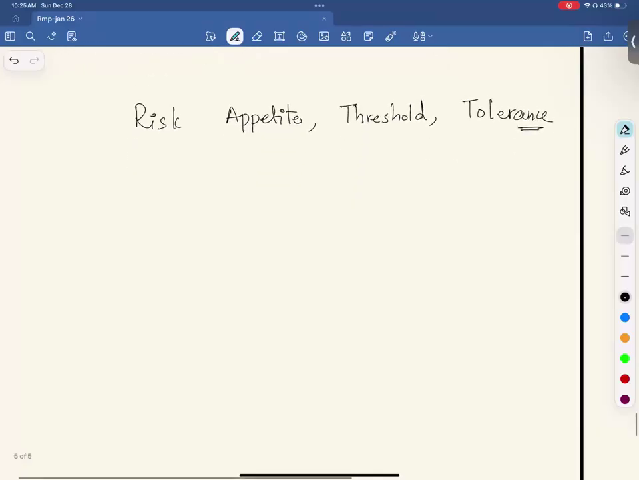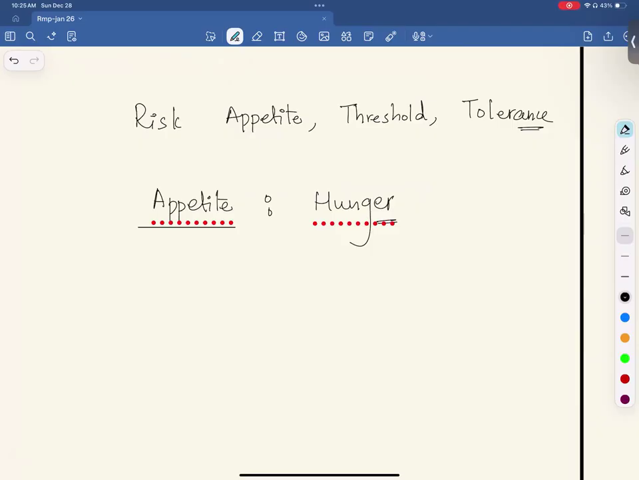What is appetite? Sir, one question from the previous section. Yes, please. Is it possible that we can have multiple risk owners? Absolutely. We can have 10 risk owners, 20 risk owners, or 5 risk owners. It depends on the number of risks. Let's say you have 100 risks, each risk can have multiple owners.